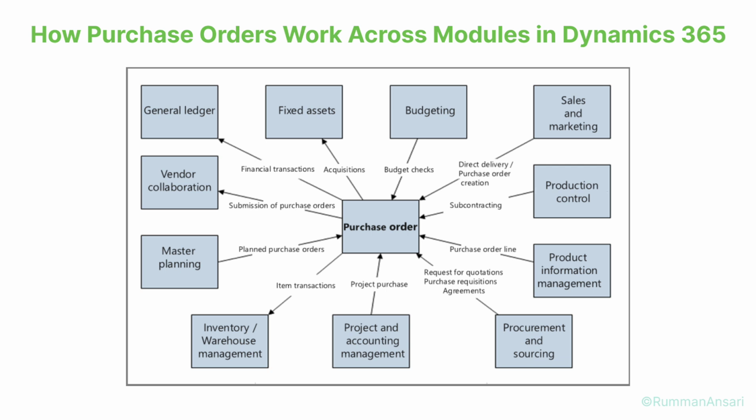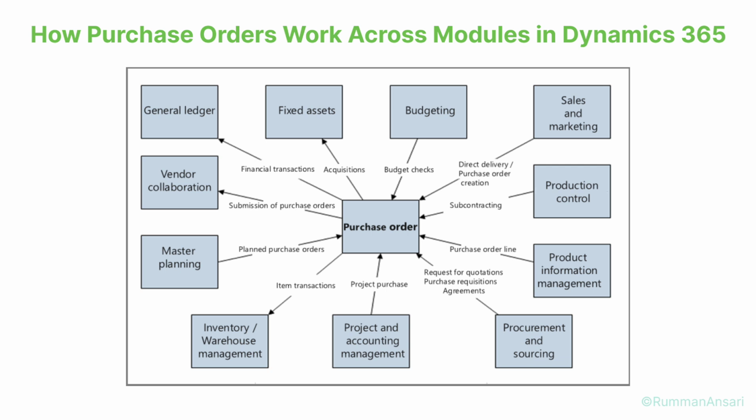So in this section we have discussed various modules: general ledger, for recording financial transactions from the purchase activities; fixed assets, which handles the acquisition, for example when assets are purchased; budgeting, which performs the budget check before the PO is approved; sales and marketing, which supports direct delivery or PO creation for sales needs; production control, which is used for POs for subcontracting manufacturing work.